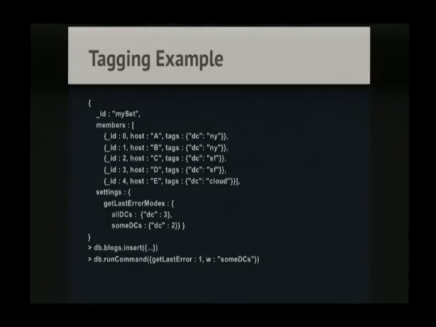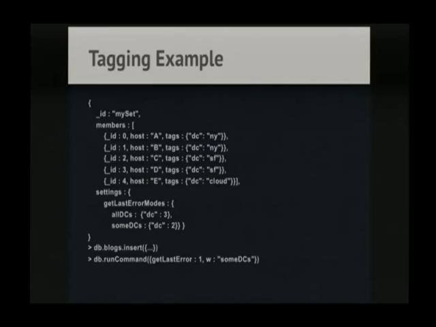So an example of tagging is we've got our 5 nodes again in the replica set. The first 2 nodes are in New York. The second 2 nodes are tagged as San Francisco data center, and the last one is just tagged as mystically cloud. And then you can set error modes for that.